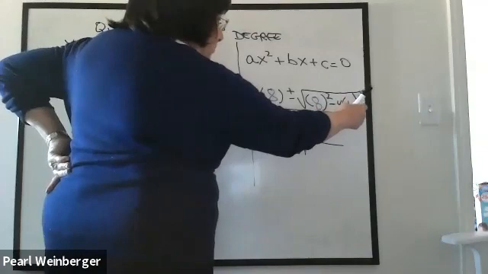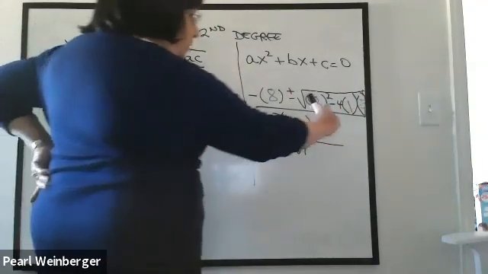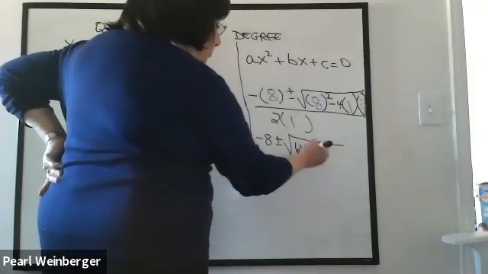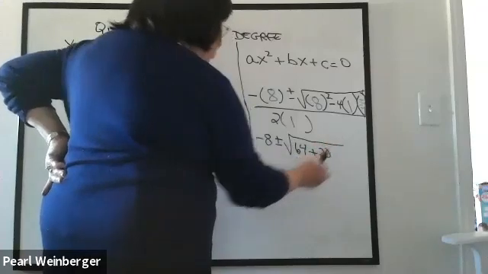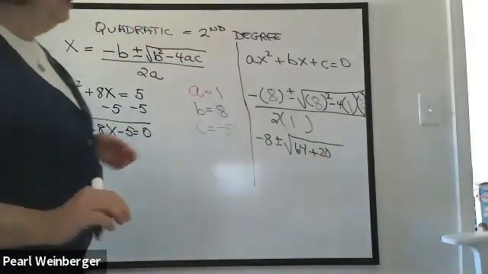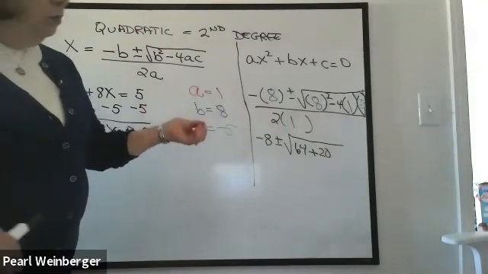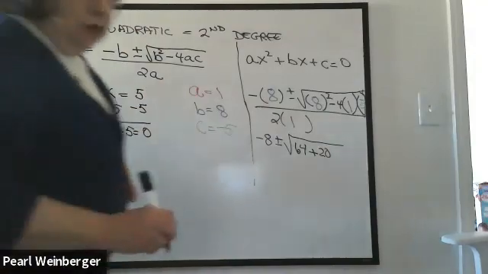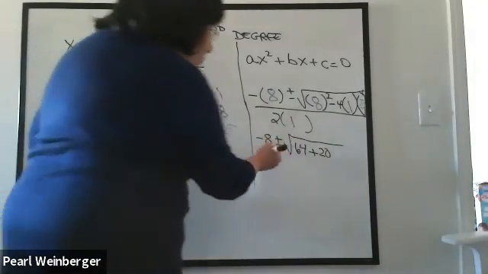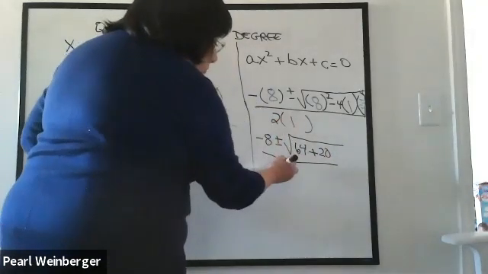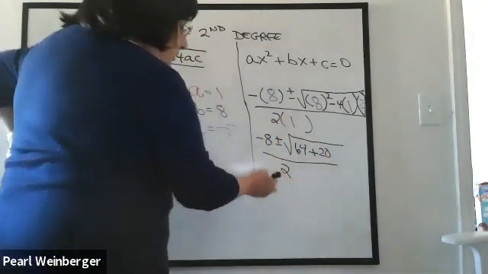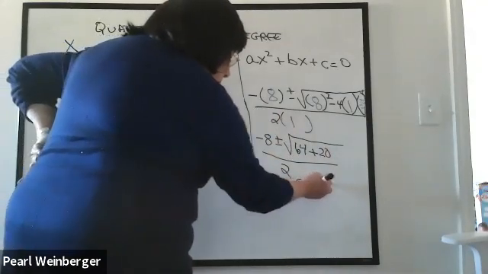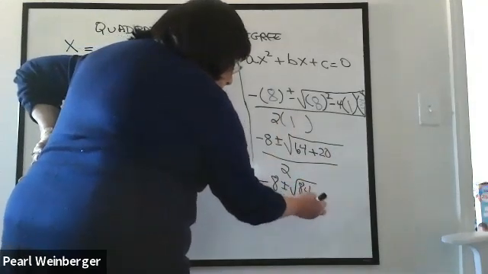-4 times 1 times -5. Now we're multiplying three numbers. A -4 times a +1 times a -5, which gives me a +20. Here's where you have to be very careful because you want to make sure you're being careful with your signs and your numbers. Okay, and it's all over 2 times 1, which is 2. So this ends up being -8 plus or minus the square root of 84 divided by 2.